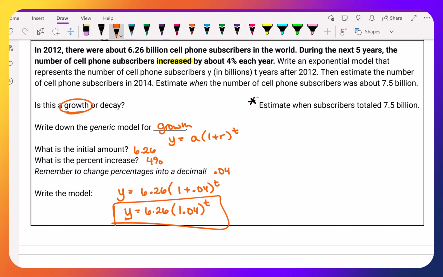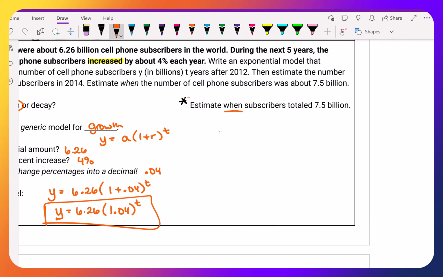There you go. And what we're going to do is we're going to use this model to help us estimate when. So this one's different because it says when. Now, on the last one, we were trying to figure out total after so much time. So this one's going to be different. I'm not going to plug it in for t for time. I'm actually going to use 7.5 over here for y. So what I'm going to do is I'm going to write down 7.5 equals y.